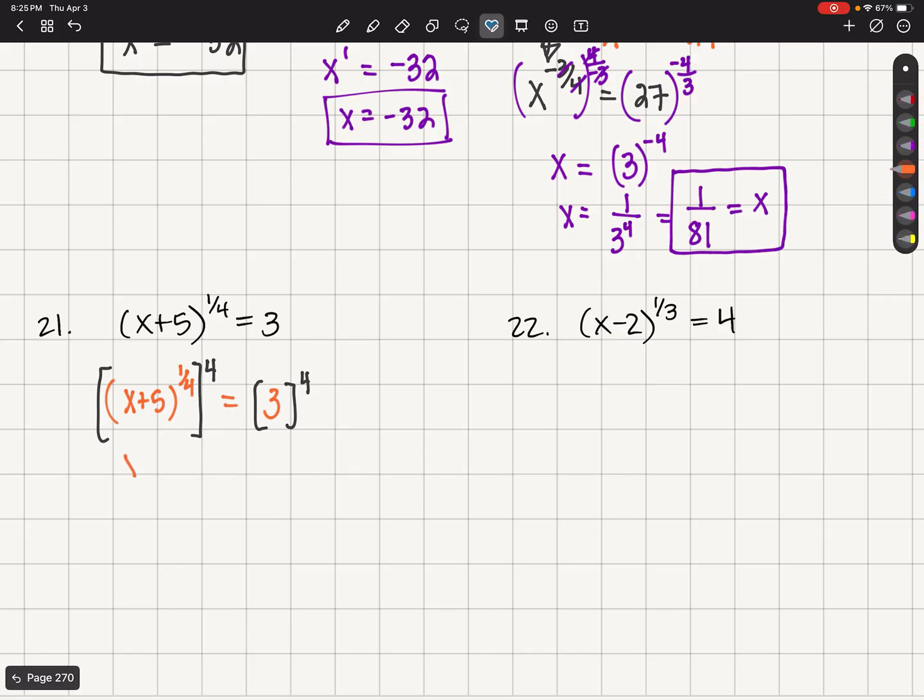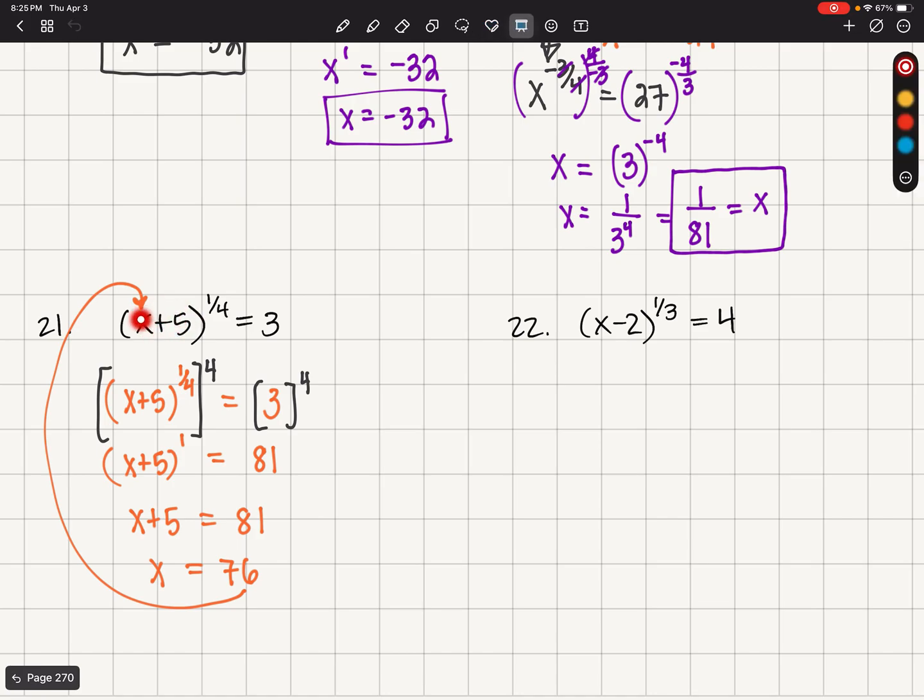That's going to give us x plus 5 to the 1st power equals 81, because 3 to the 4th is 81. Well, x plus 5 to the 1st power is just x plus 5. So when we subtract 5 from both sides, we're going to get x equals 76. Now when I put 76 back in, it's going to work, because 76 plus 5 is a positive number, and the 4th root of a positive is exactly what we want. So x equals 76 is our answer.